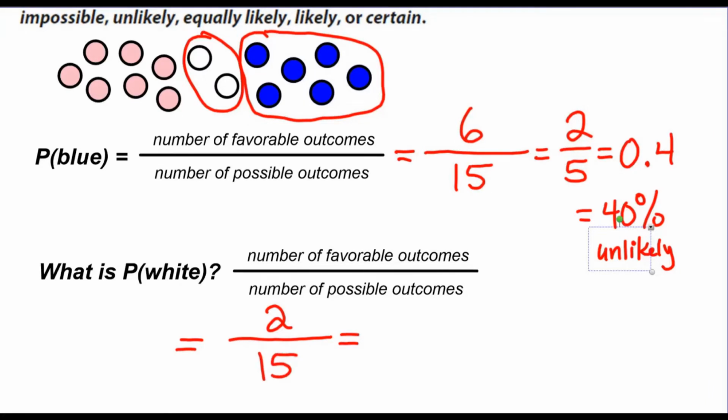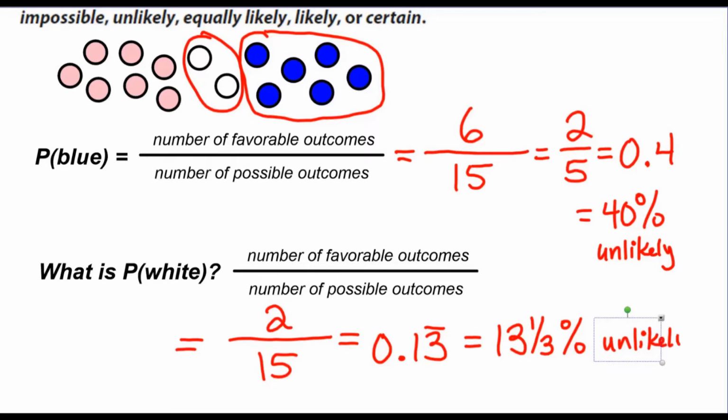So our probability is 2/15, which is in simplest form, or we can write this as a decimal, which is 0.13 repeating, or as a percent, which is 13 1/3%. So there's a 13 1/3% chance that we're going to get a white marble. And again, we would list this as unlikely to occur. It's less than 50%, but greater than 0%.